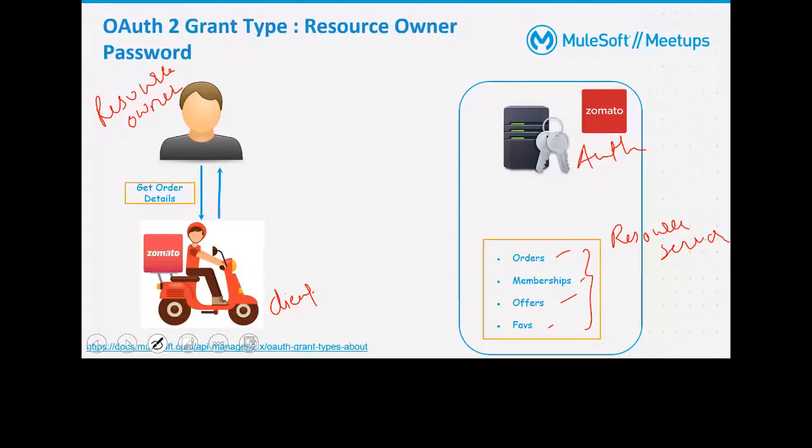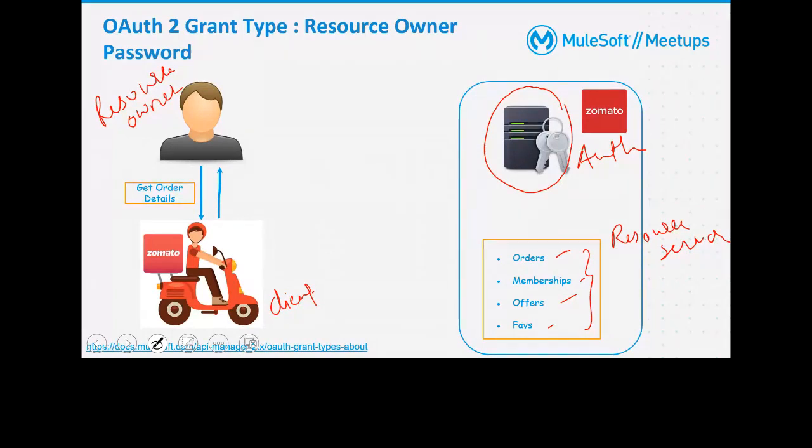We'll see all those use cases. Okay, so now get order details. On the Zomato server, if this is a client, then in this auth server there are multiple user accounts.